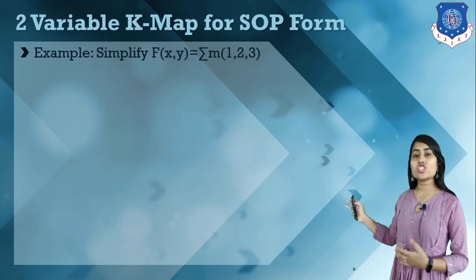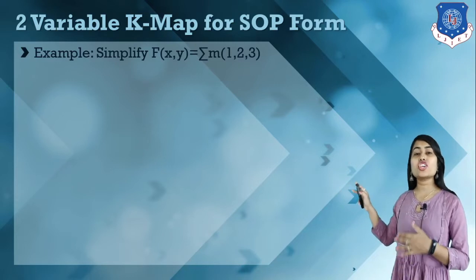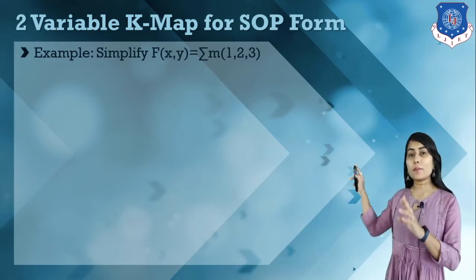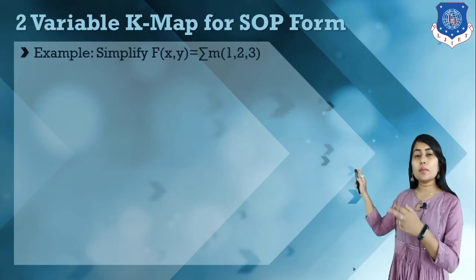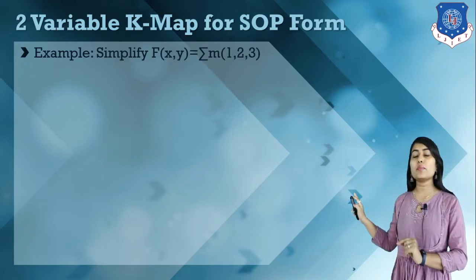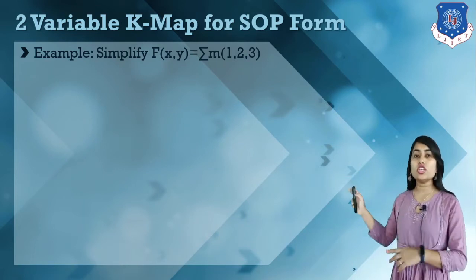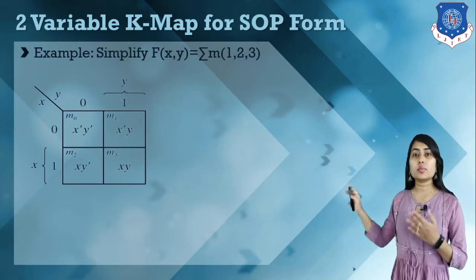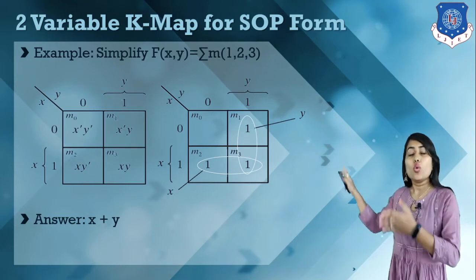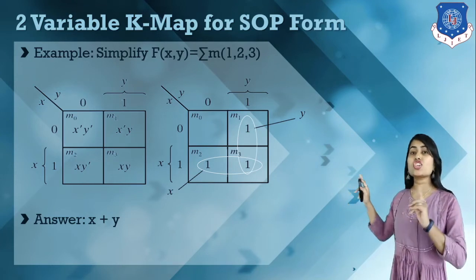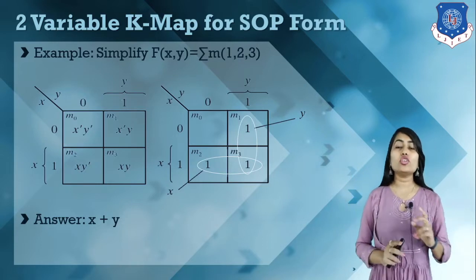Here we have a question: simplify the logical function f(x, y) equals summation of 1, 2, 3. Summation means the logical function is in SOP form, so these numbers include 1 at those positions, that is 1, 2, 3. So first make a K-map like this and put the value 1 at the first, second and third locations. Then we have to recognize the various patterns.